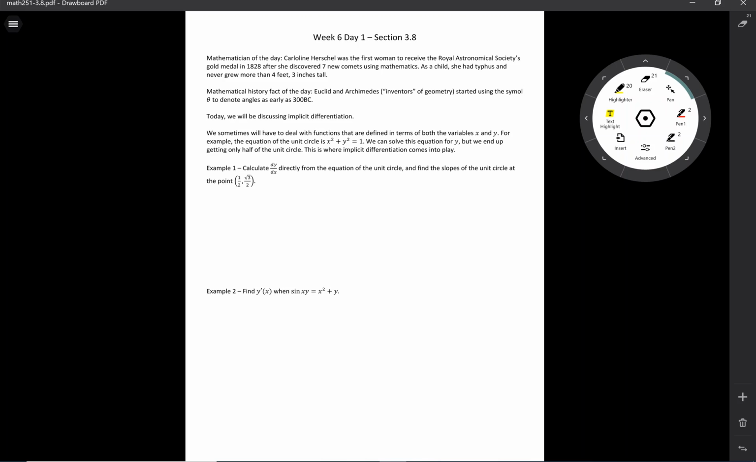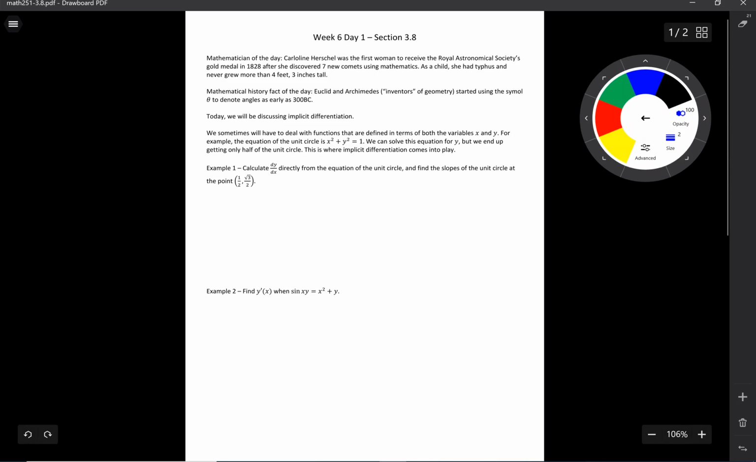For example, the equation of the unit circle, our good old friend, is x squared plus y squared equals 1. If we tried to solve this equation for y, we would get something like y equals the square root of x squared minus 1. And that is only half of the unit circle. We only end up with the top half, instead of the bottom half as well. So this is why we need what we call implicit differentiation.